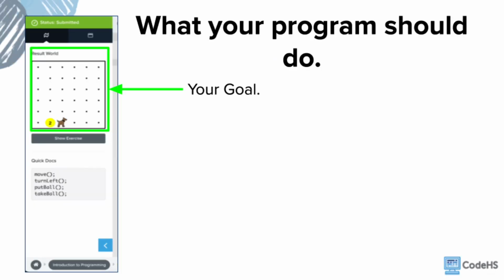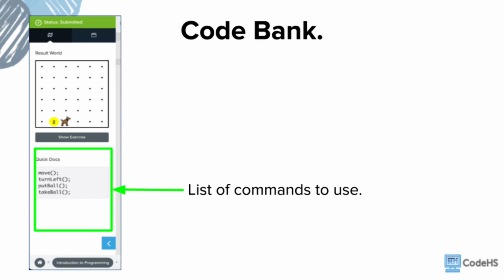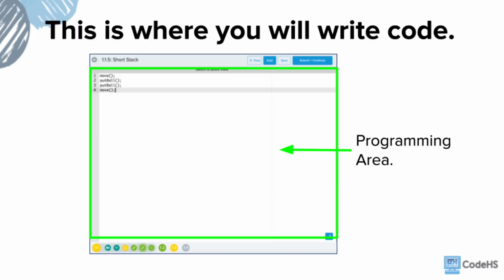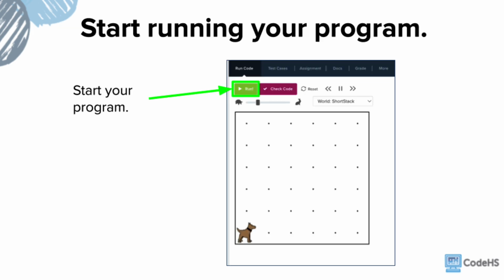First of all, on the left side, you'll see your goal. This is what you want your program to look like in the end. Underneath that is a list of commands that you can use. Now that list is going to get longer as you learn more commands. In the center is the programming area, and this is where you're going to write all your lines of code. On the right side, there are a lot of different things that we'll talk about.